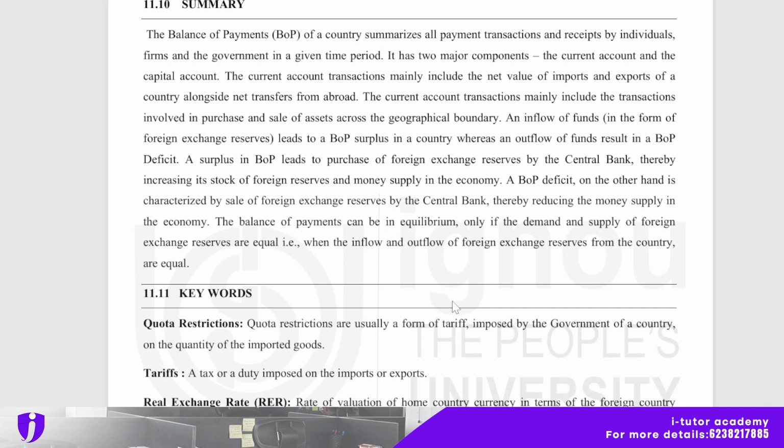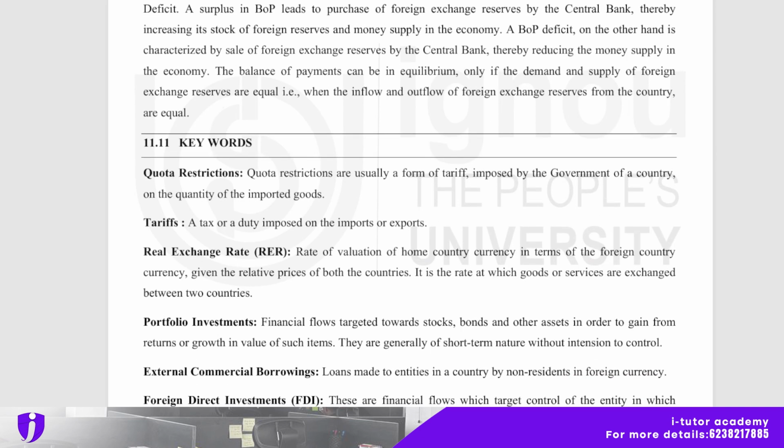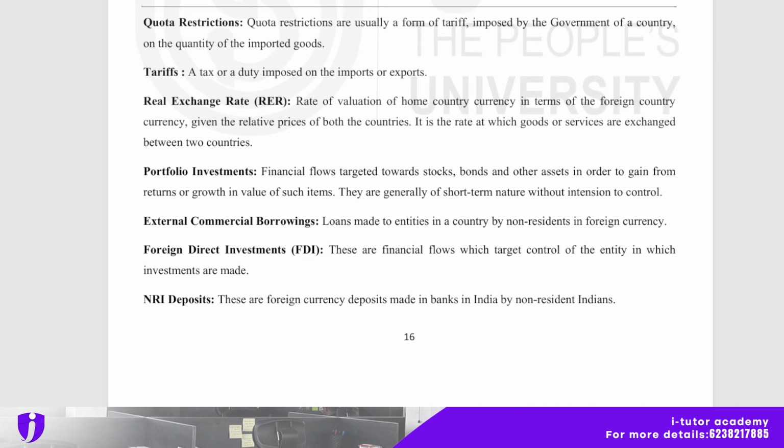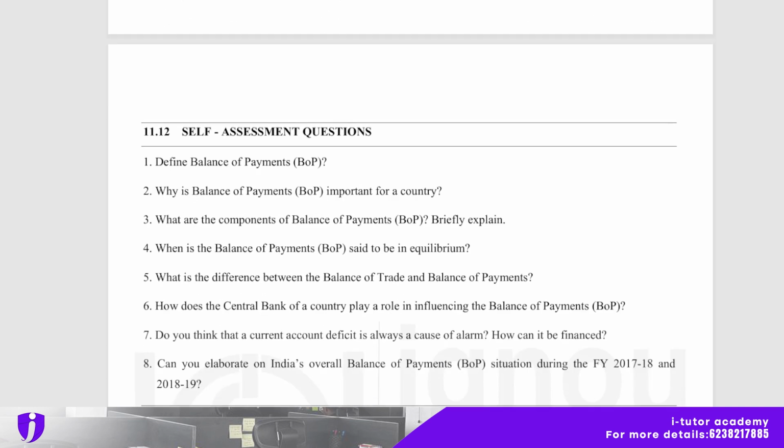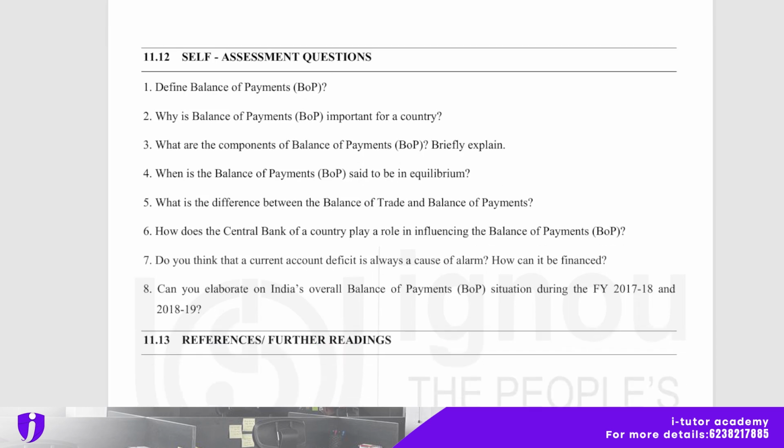Keywords are there. If you have any doubt on any keywords, refer to the keyword section of your IGNOU material. And self-assessment questions: Define the balance of payment. Why is balance of payment important for a country, and what are the components of balance of payment? Briefly explain. When is the balance of payment said to be in equilibrium? What is the difference between the balance of trade and balance of payments?